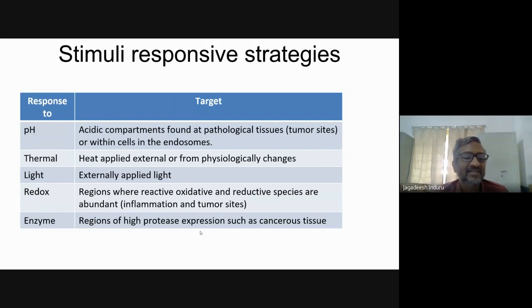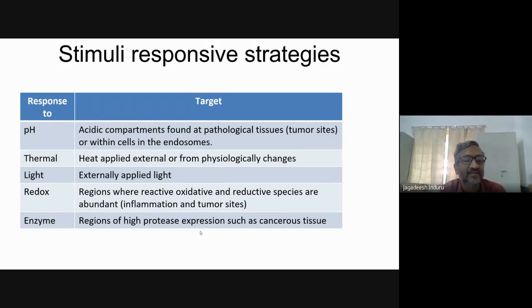Another one is thermal stimuli. How do we target with thermal stimuli? Heat can be applied externally if the tumor is near your skin. Or the physiological changes occurring, maybe cell synthesis at a particular tumor is more, and localized thermal changes may occur there, which can be used as a guide to reach the target. So this is the thermal mechanism, either internally induced or externally induced. There are 2 types now.